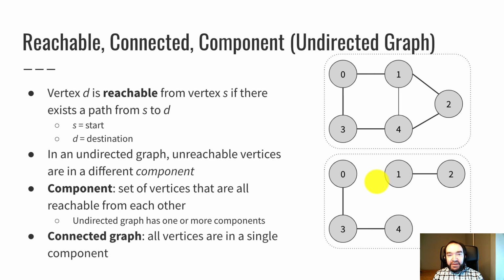A connected graph is a graph where all of the vertices are in one component. So the top right example is a connected graph. The bottom right example is not a connected graph.